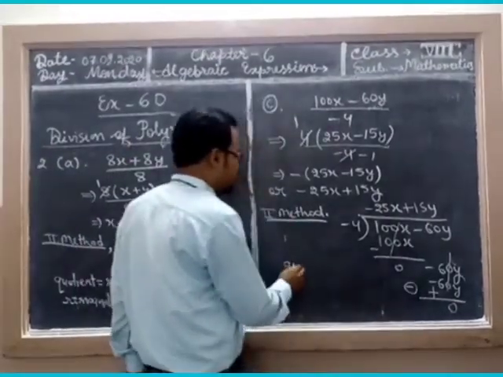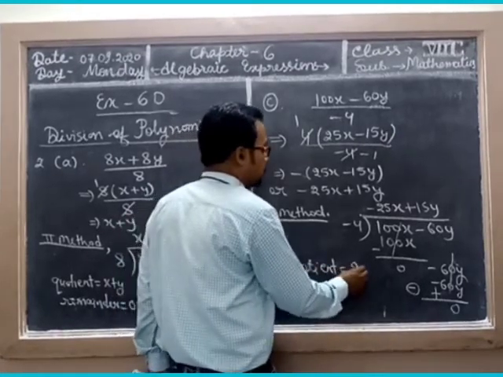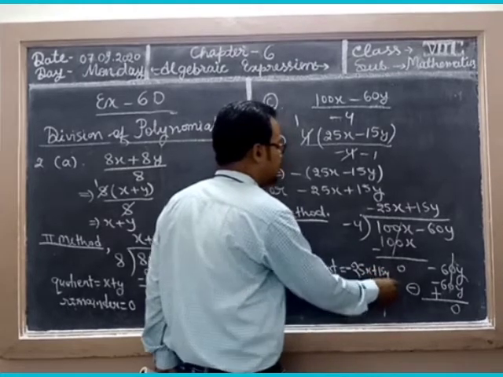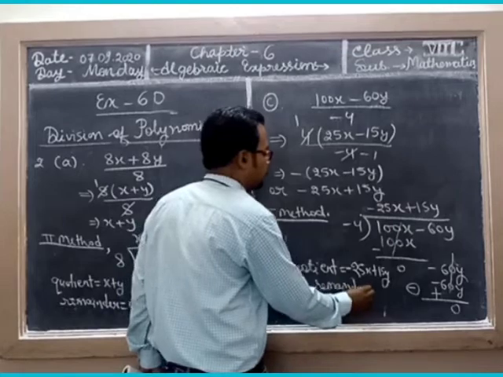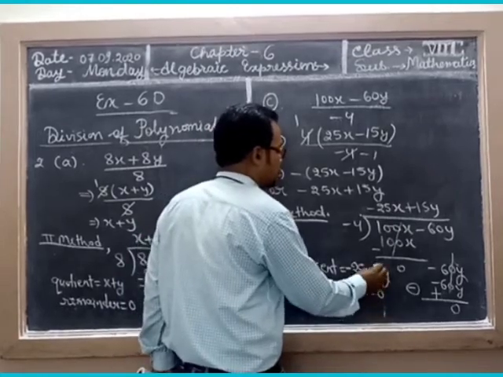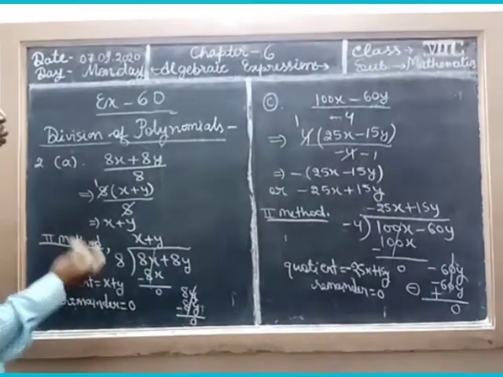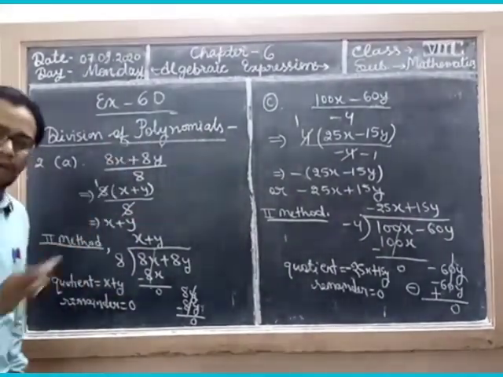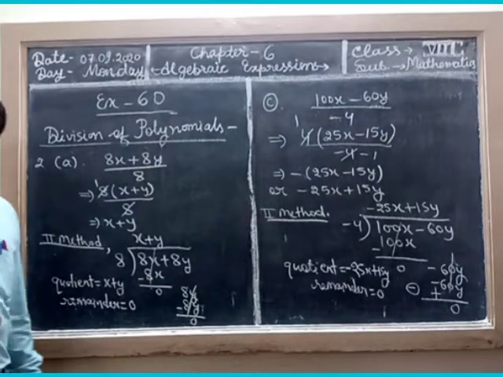So quotient is minus 25x plus 15y and remainder is 0. So student, you will do this type of question by any one method, by common factor method or by long division method. It depends on you which method is easier for you.